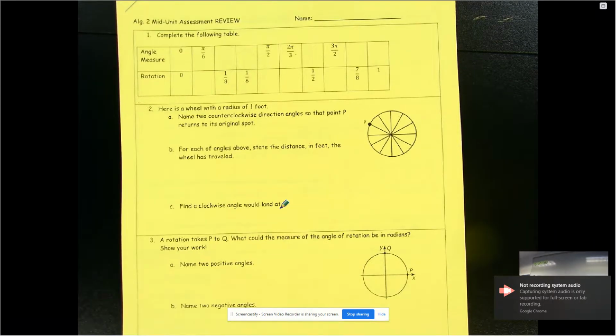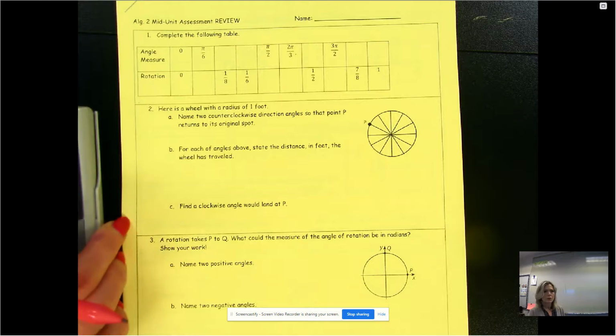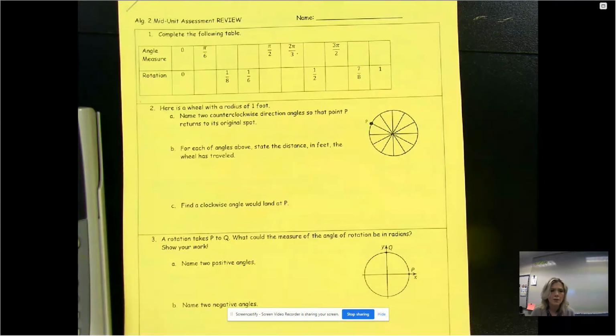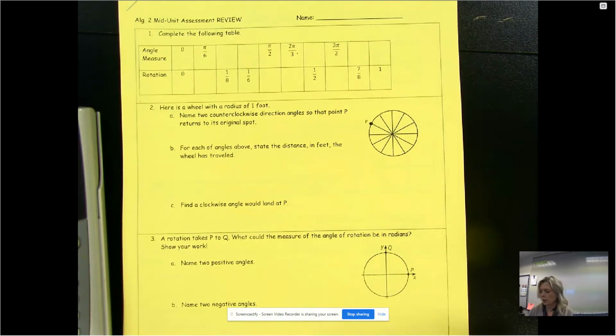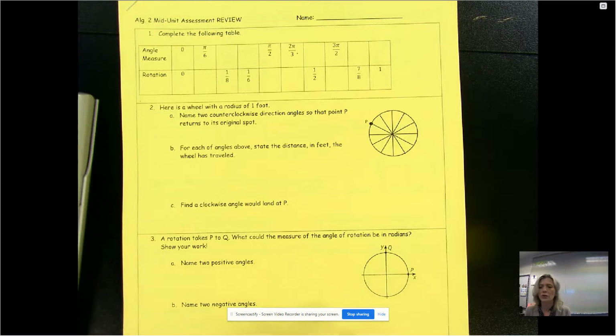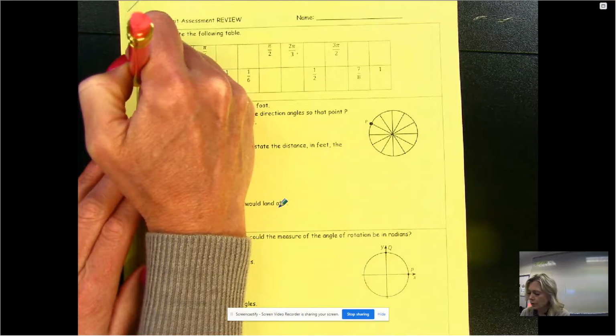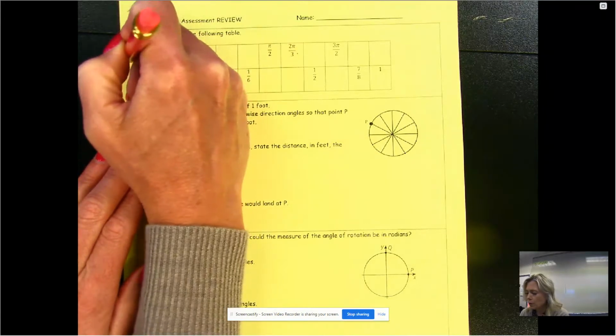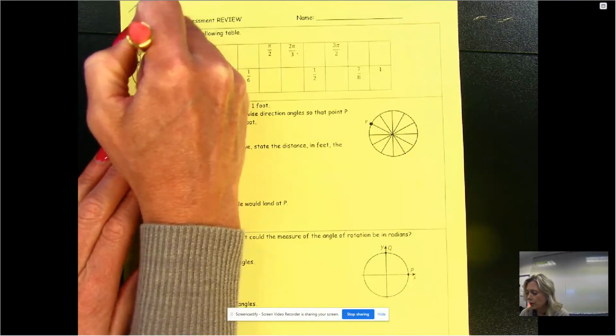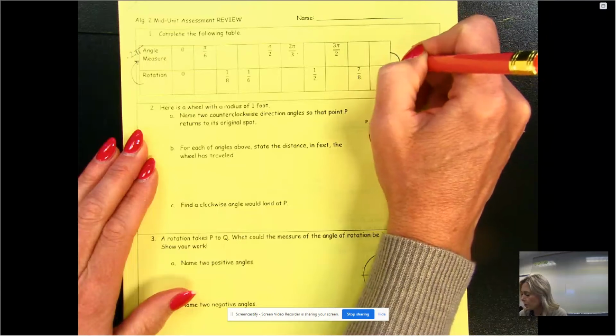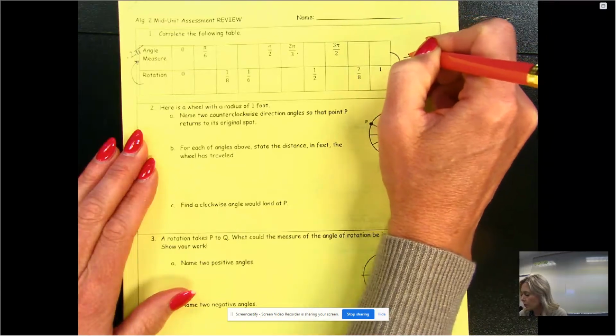Okay, just here to go over the review for today. First section, it's easy to think about going from rotation to angle measurement because we know a full circle is 2 pi. So when we go in this direction, from here to here, we just multiply by 2 pi. But to go from here to here, you divide by 2 pi.